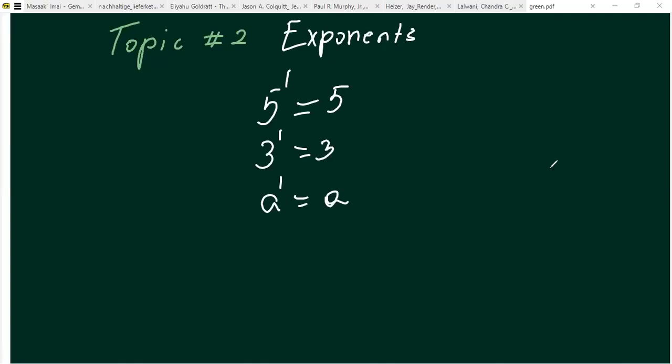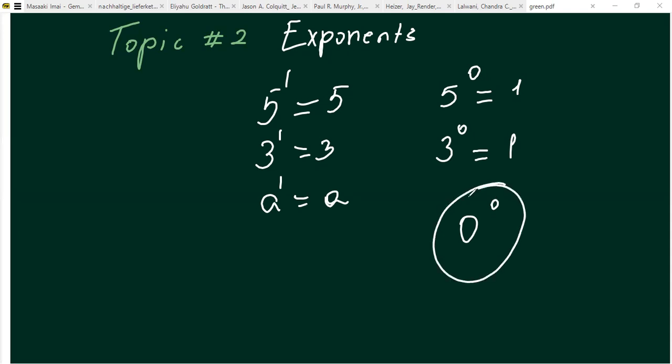If the exponent is 0, you just get 1. For example, 5 with exponent 0 equals 1. 3 with exponent 0 equals 1. But what about 0 with exponent 0? In math, the explanation of this expression is much more complicated than you think. It requires more mathematical knowledge to prove it. And for now we just say this expression is indeterminate.